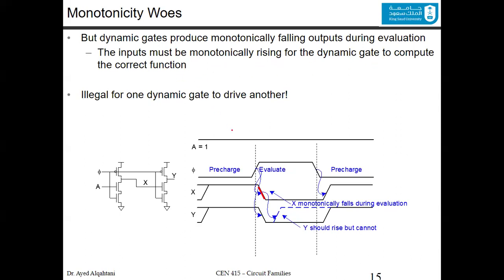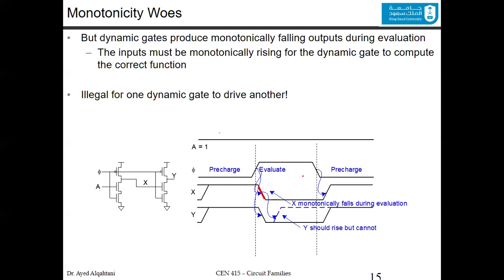So let's say we want to connect these two dynamic circuits. Can we connect them without a problem? It's an inverter, a footed inverter, connected to another footed inverter. So it's supposed to be two simple circuits connected together. The output of this one is the input of the other one. So now we have the nodes A, X, and Y. Even if you are careful about the A, like for example, the A here is all the time 1.